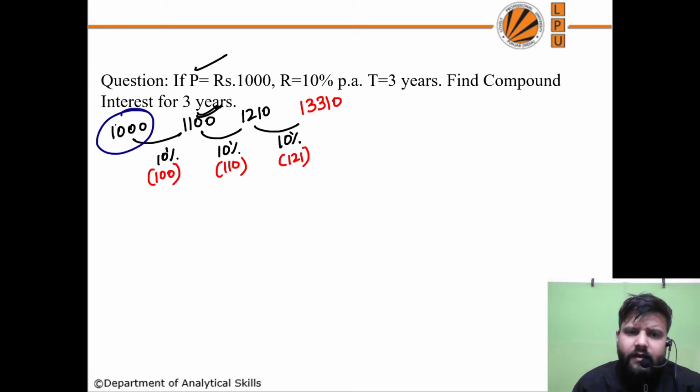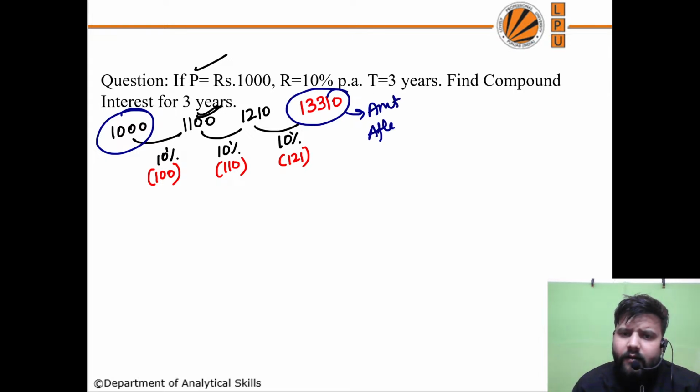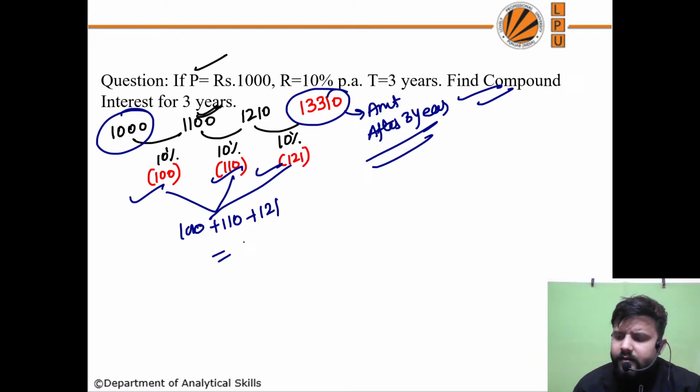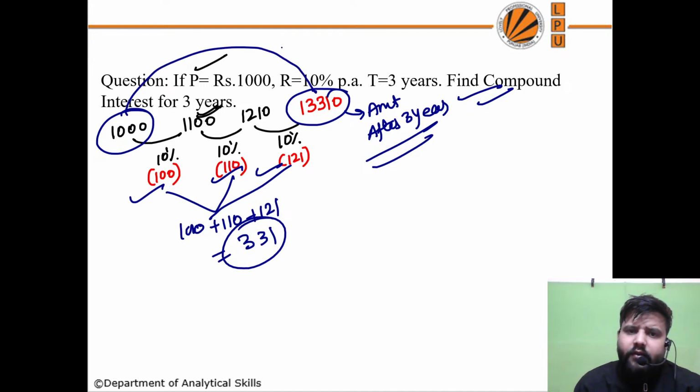Here, this is your principal. This is your amount after 3 years. But the question is not asking you the amount. The question is asking you compound interest. So compound interest is the red ones only. So total interest is how much? 100 plus 110 plus 121, which is 331. Or we can get this compound interest by subtracting the principal from your amount. So if you take the difference of these two, it will also give you 331.